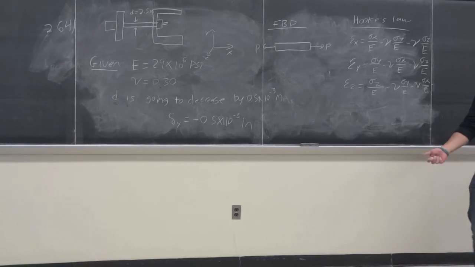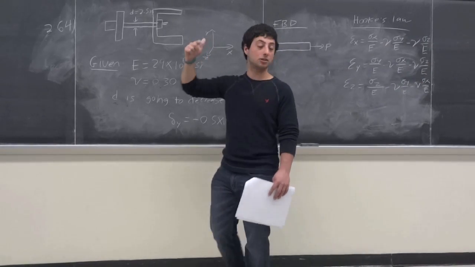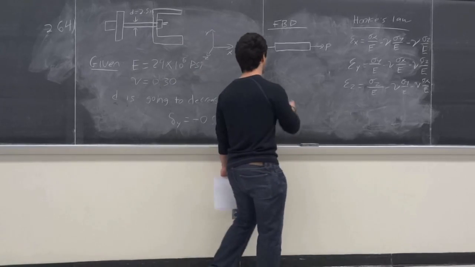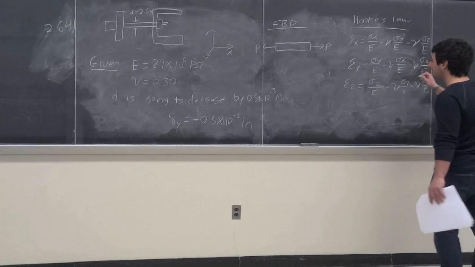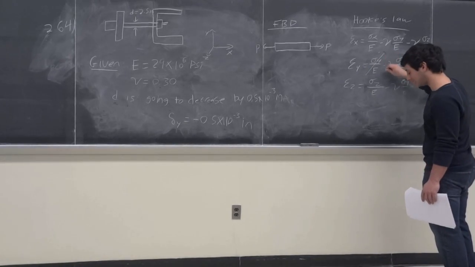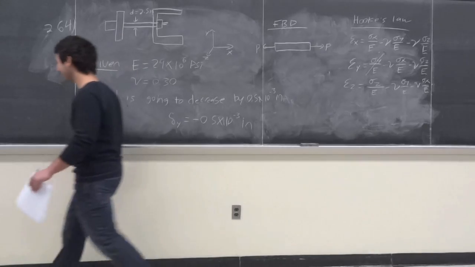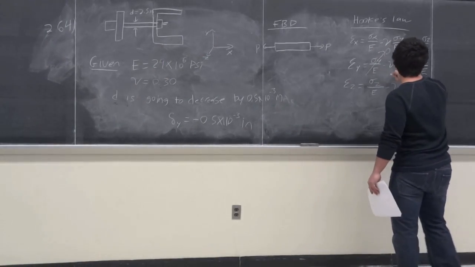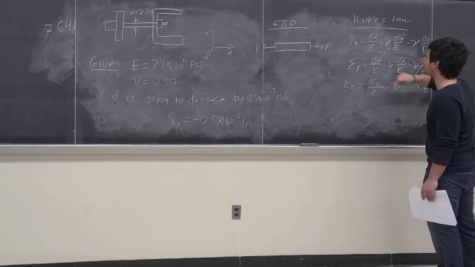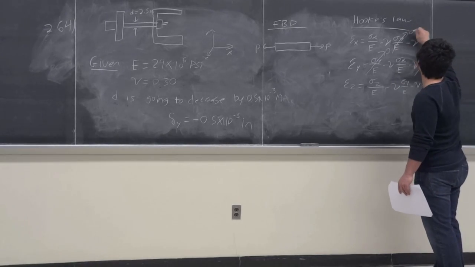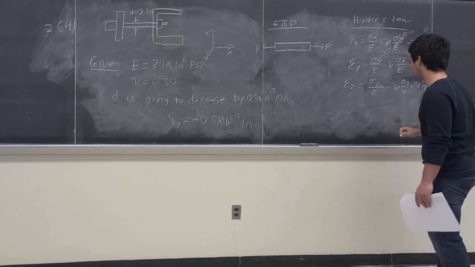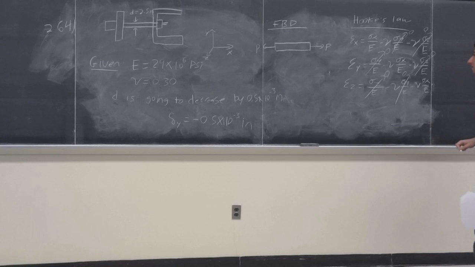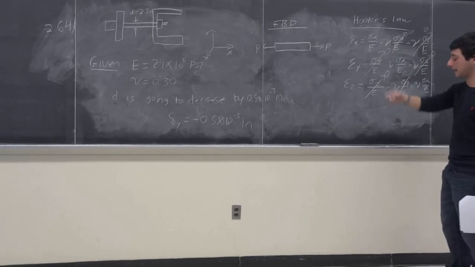But what do you know about this? I told you this is the x direction, so there's only a force in the x direction. So what's sigma y and sigma z? Zero, exactly. So just get rid of that. See you later. Sigma y is 0 and sigma z is 0. So now you know epsilon x is sigma x over E.